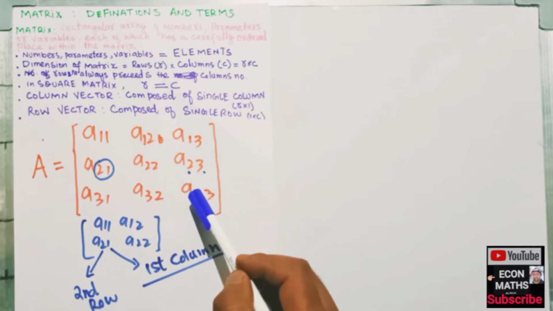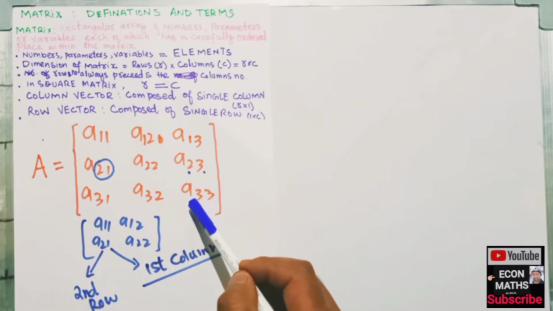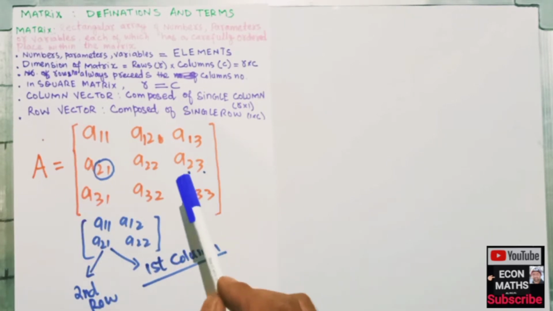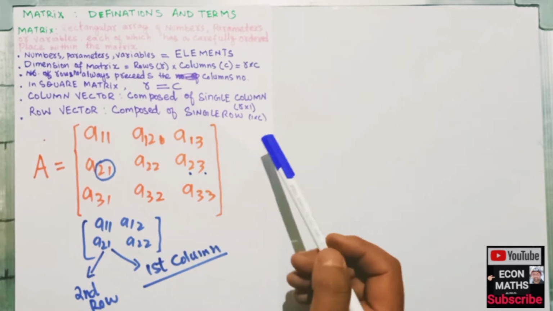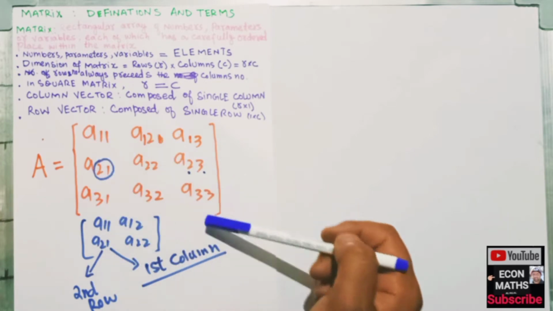Here if I give another example, here it is A33. This first 3 tells us the position of the row, that is first, second, 3. This tells us the element is in the third row, and this second 3 tells us this element is in the third column also, first, second and third.